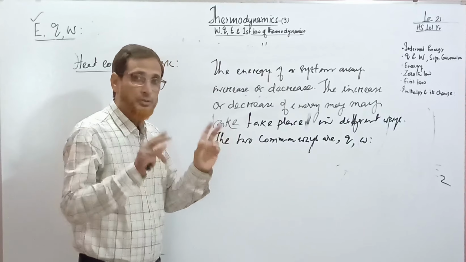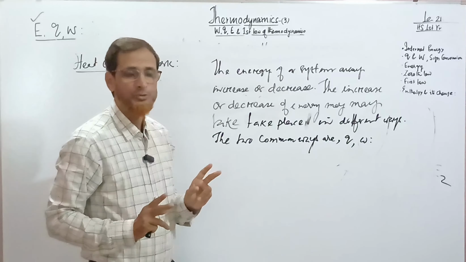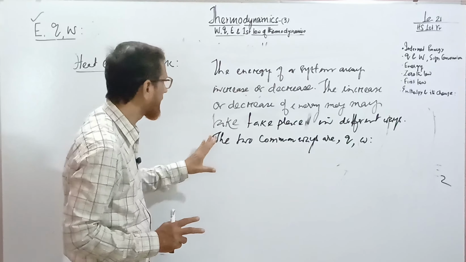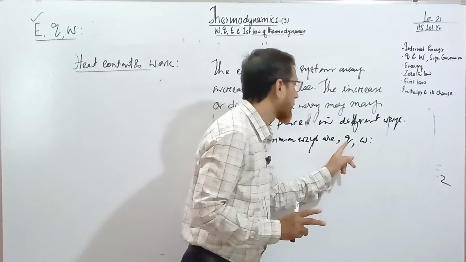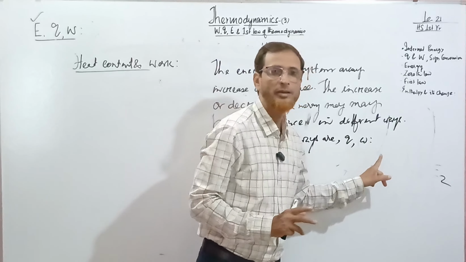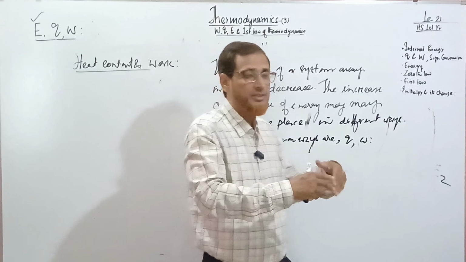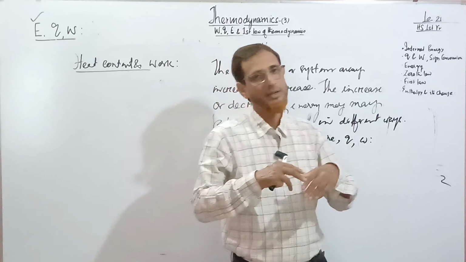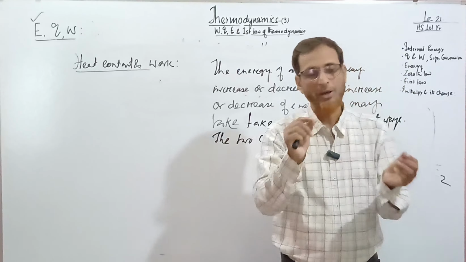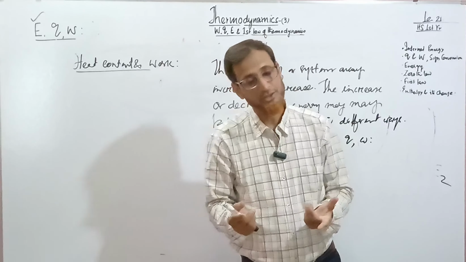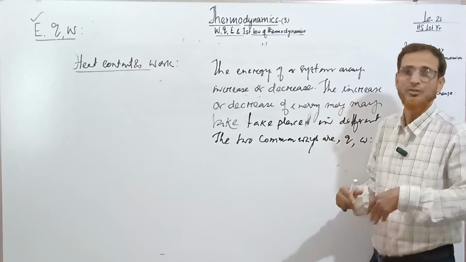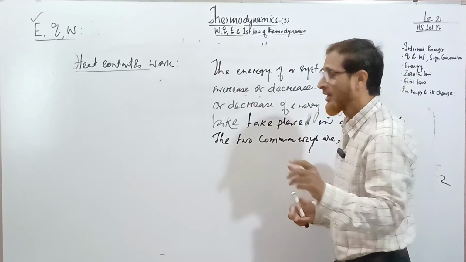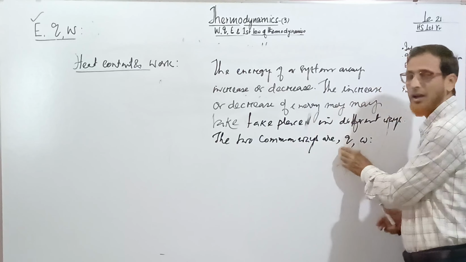But here the two common paths, the two common ways in which the energy of a system may increase or decrease, here specifically we'll pinpoint upon heat content or heat and work. So the system's energy can be increased with the exchange of heat, or may increase by work done on the system or work done by the system. So by two ways we can increase or decrease the energy of a system. Out of the lot of ways, these two common ways are heat and work.